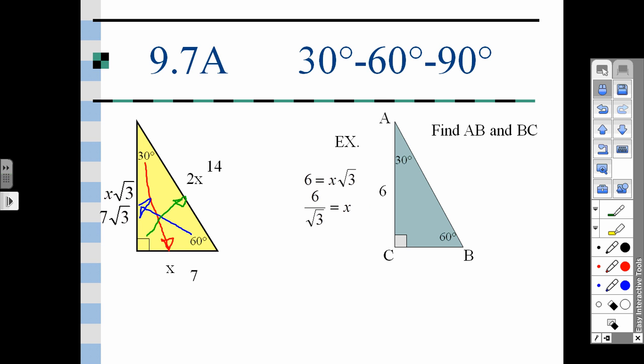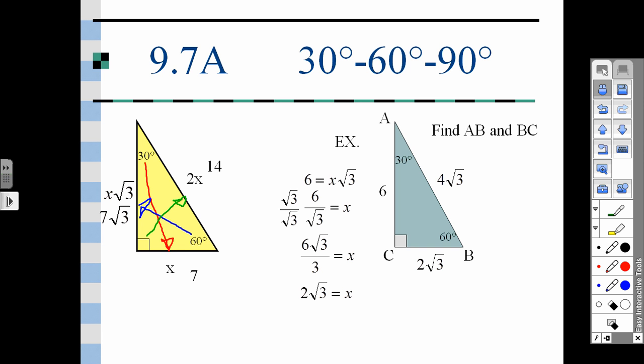And now is why we learned how to rationalize the denominator. So either you can do this really quickly in your head, or you remember that you're going to multiply the top and bottom by the square root of 3. We get 6 root 3 over 3, and then these can cancel to leave us with 2 root 3. So now we know that x is 2 root 3. That means this side, which is opposite the 30-degree angle, is going to be 2 root 3. And once we know what x is, it's very easy to multiply by 2 to get the hypotenuse. So the hypotenuse is going to be 4 root 3.